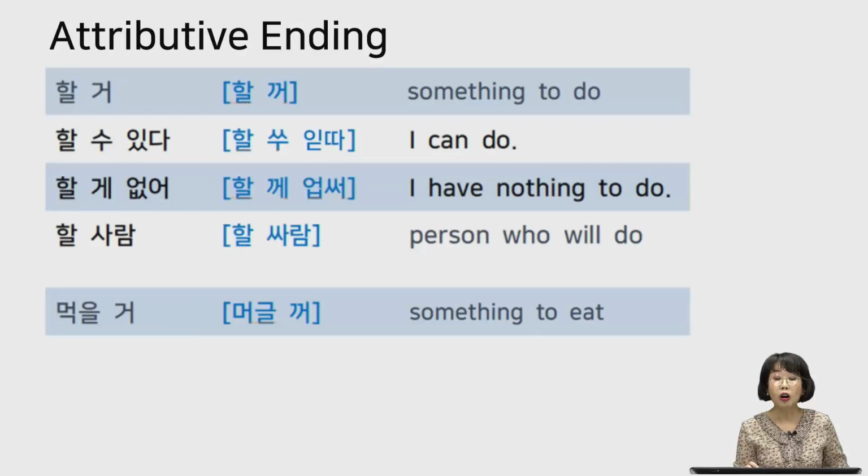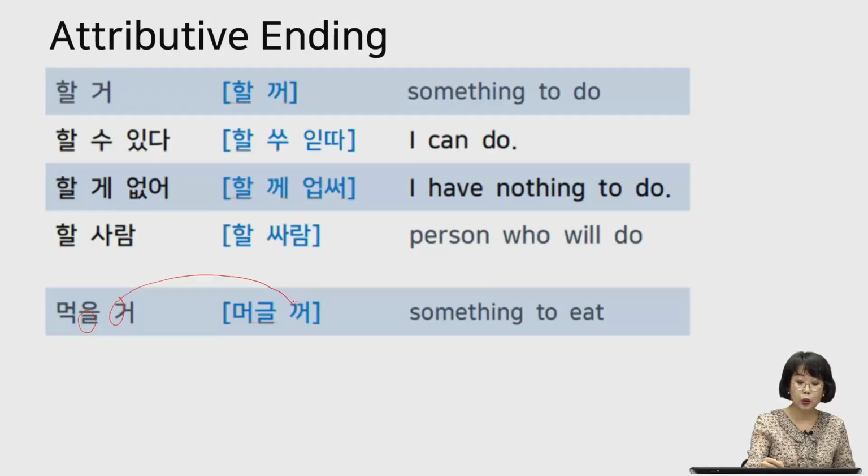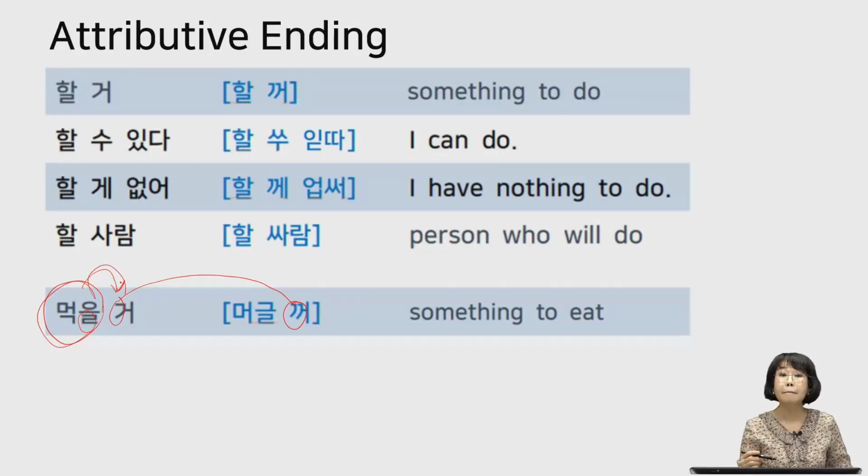먹을 거. Under the influence of the attributive ending ㄹ, ㄱ changes to ㄲ. 먹다, to eat. 먹을 is modifying 거, a thing. 먹을 거, something to eat.